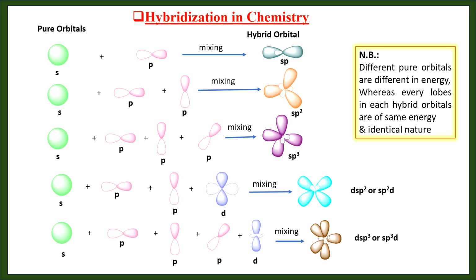In the same way, hybridization in chemistry happens when pure atomic orbitals are mixed together to form new orbitals called hybrid orbitals. Here, an s orbital mixed with one p orbital forms sp hybrid orbitals. One s and two p mixing gives three new sp2 hybrid orbitals. One s and three p orbital mixing gives sp3 hybrid orbitals. S, 2p and d after mixing give dsp2 or sp2d, and s, 3p and d mixing give dsp3 or sp3d.